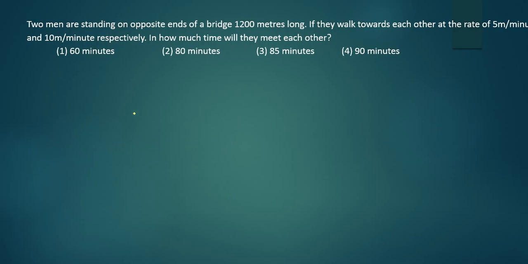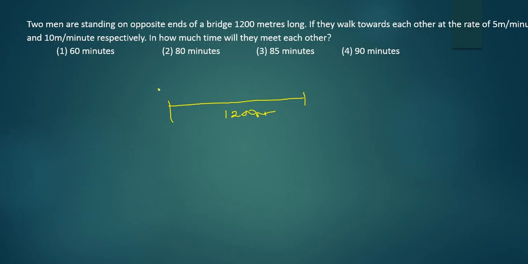See here. Example. Two men are standing on opposite ends of a bridge of 1200 meters long. This is the bridge of 1200 meters long. If they walk towards each other at the rate of 5 meters per minute and 10 meters per minute, in how much time will they meet each other?